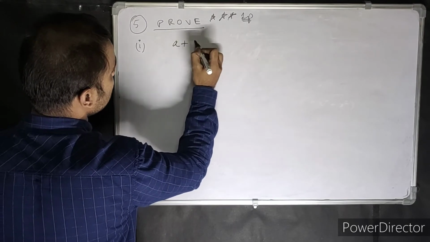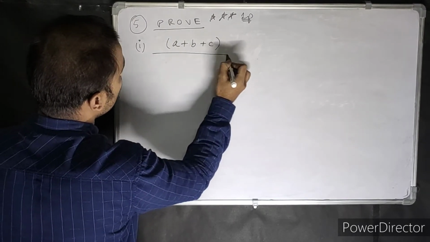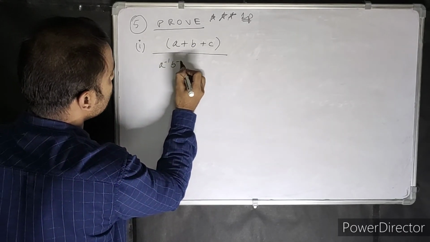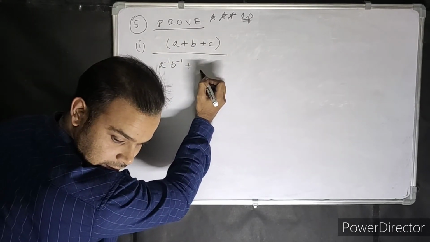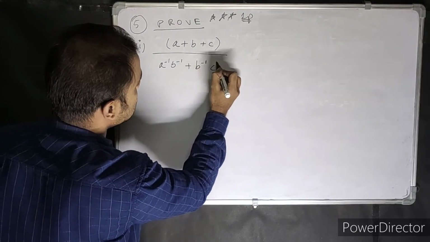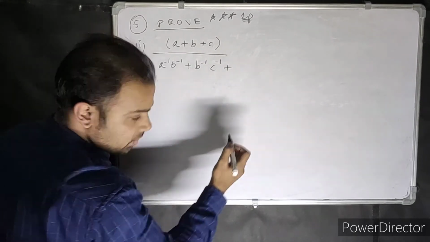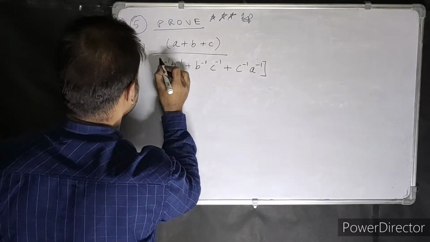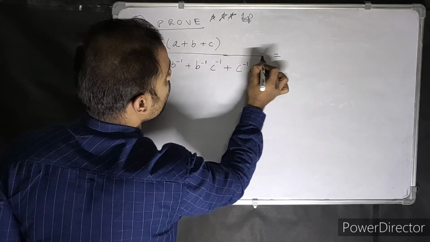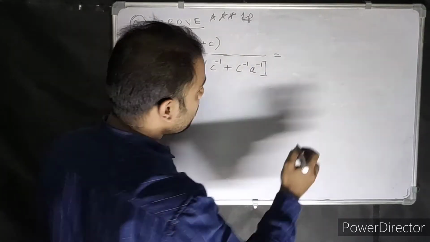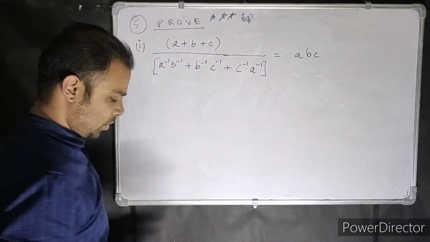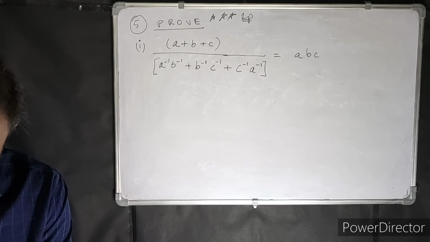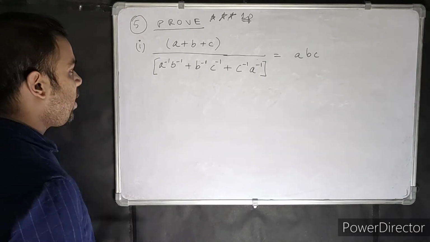So this is what is given: a plus b plus c, whole thing divided by a to the power minus 1, b to the power minus 1 plus b to the power minus 1, c to the power minus 1 plus c to the power minus 1, a to the power minus 1. This whole thing should be equal to abc. Okay, let's start proving. Those of you who know what you have to do, start, don't wait for me.